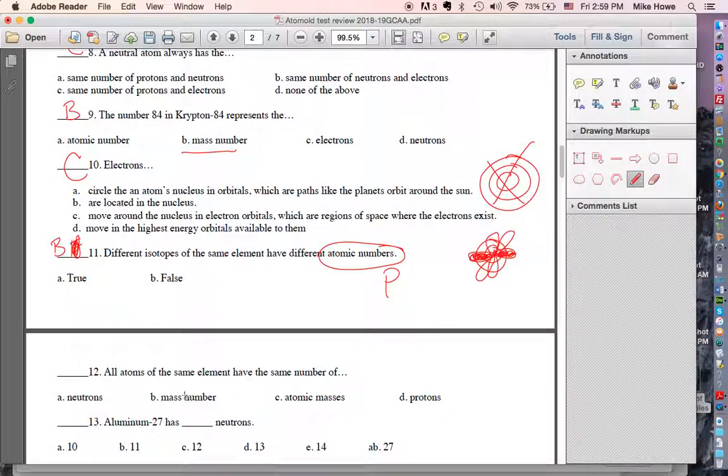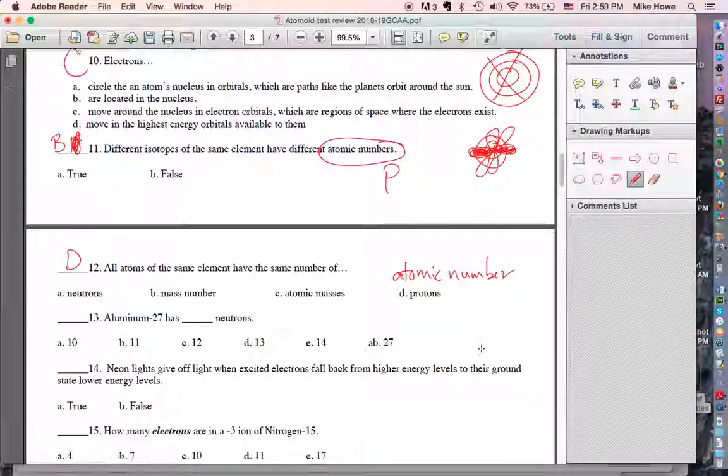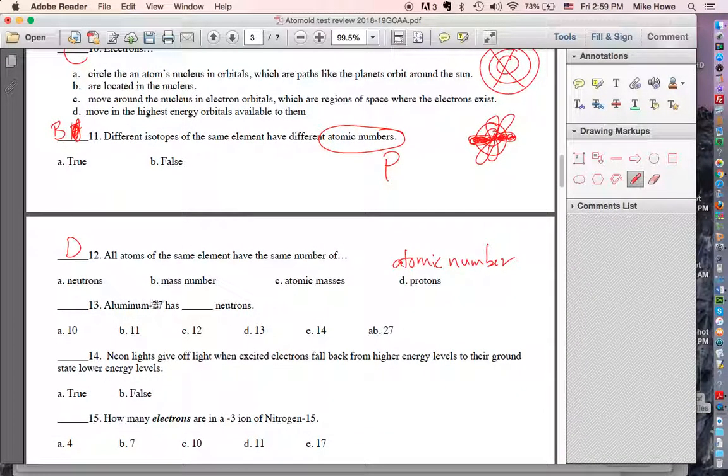Okay, do all atoms, I just gave you the answer to this, they have the same number of protons. So that's D. By the way, number of protons can also be known as atomic number. Now we get into a specific question. If you have aluminum 27, how many neutrons are there? Well, that's the mass number. If you look at a periodic table, aluminum has 13 protons. So the answer would be 14 neutrons, because 27 minus 13. So that's protons and neutrons. This is protons, subtract them, and you get 14 neutrons.